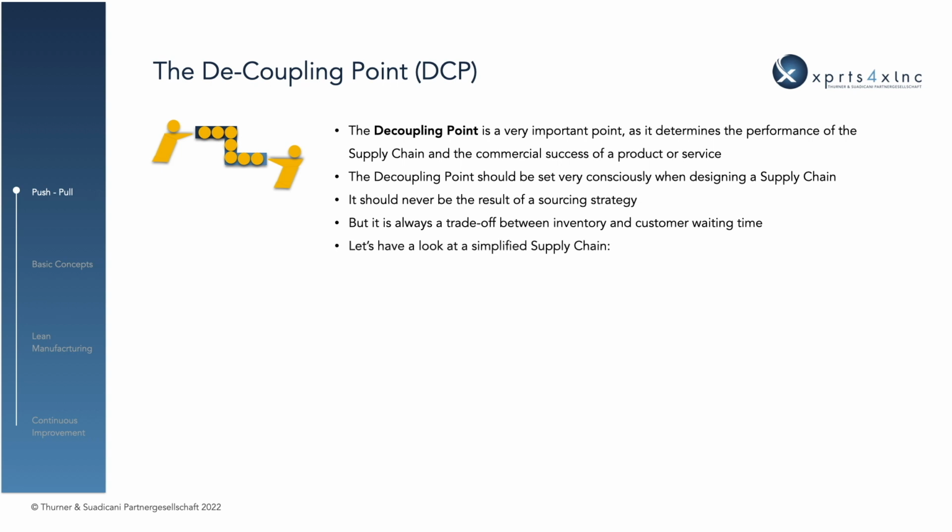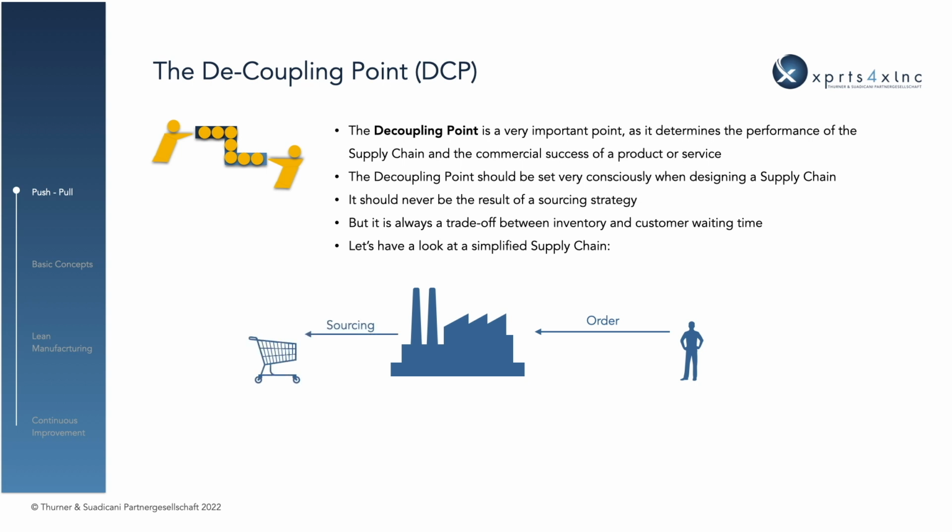Let's have a look at a simplified supply chain. When a customer places an order with a company, the company starts the sourcing process with its suppliers for those components that are not standard and that are needed to fulfill the order. Upon receipt of those components or raw materials, the manufacturing process starts. When the product is finished, it is shipped to the customer. Somewhere in the manufacturing process sits the decoupling point that separates the standard components sourced against forecast in the push mode from the customer order specific parts that are only sourced upon the receipt of an order. That is the pull part.